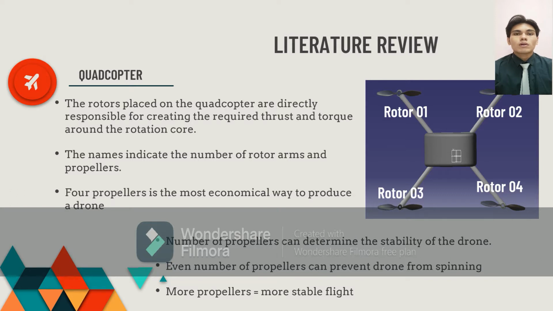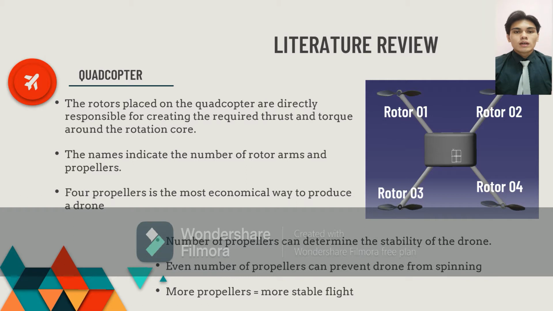Quadcopter indicates the number of rotor arms and propellers. According to study, to create a drone, we must have at least 4 propellers. Why? Because 4 propellers is the economical way to produce a drone. It doesn't matter how many propellers we are going to design on our drone, as long as the numbers are even, because the number of propellers can determine the stability of the drone, because more propellers equals more stable flight.